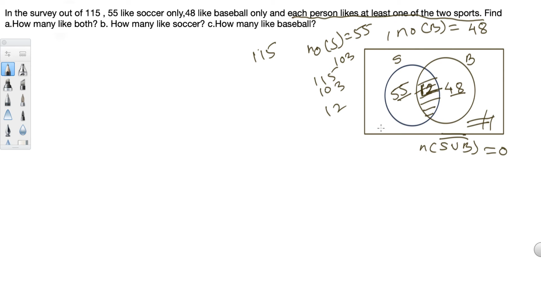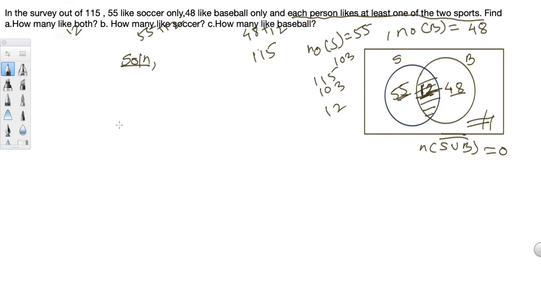So 12 of them like both soccer and baseball. How many like soccer? These 12 which lie in the intersection like both. That means 55 plus 12 will like soccer, whereas for baseball, 48 plus 12 will like baseball. How many like both? 12. So in this way we can easily find the answers through the Venn diagram, but we have to write something.